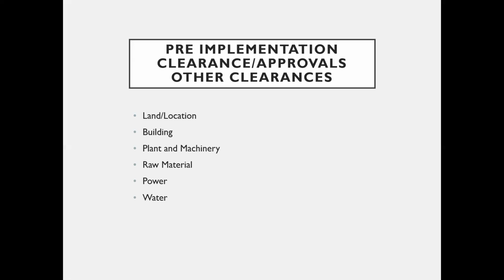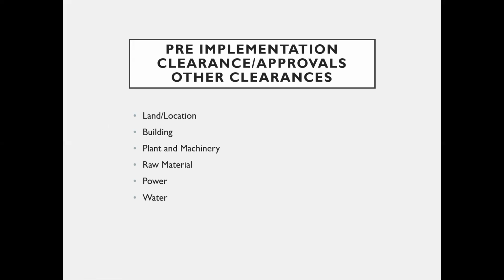Next, building related permissions. Permission for building layout needs to be taken from Gram Panchayat or municipality, town and country planning department, and urban development authority, etc. Plant and machinery related permissions, like approval of layout, need to be taken from the department of factories or boilers. Raw materials related permission needs to be obtained for scarce raw materials like coal, molasses, alcohol, paraffin wax, etc., if required, from industrial departments.